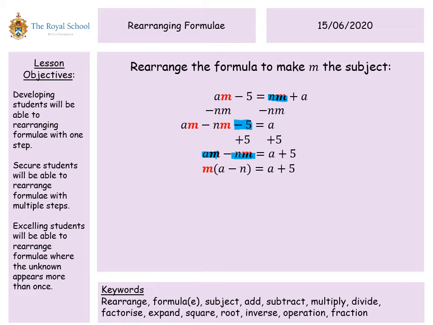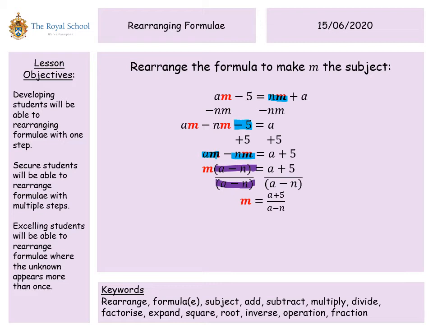So what we can actually do to get m on its own is divide by the whole set of brackets. Divide by a minus n. And this gives us our final expression once we tidy it up. Remember, these two expressions, if we've got a times by a minus n and a divide by a minus n, they're going to cancel each other out. So it gives us our final formula of m equals a plus 5 over a minus n.